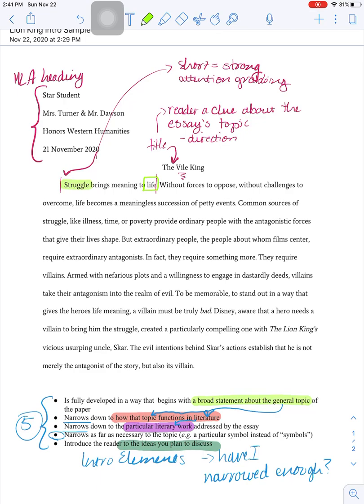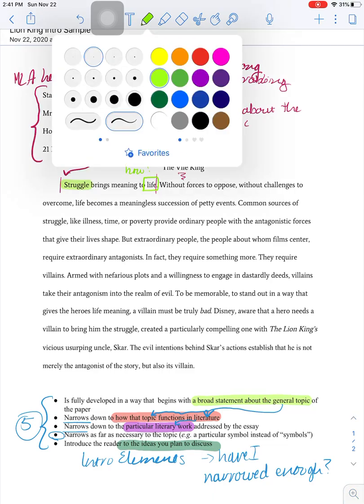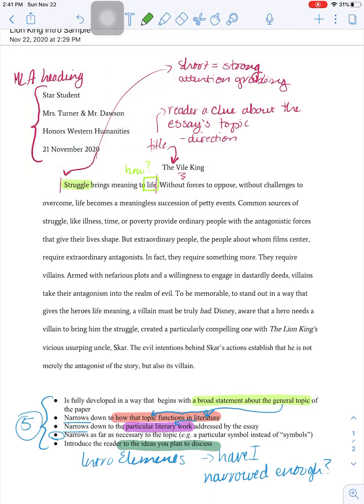So now, when I read this sentence, the unspoken question, when I as a reader see struggle brings meaning to life, my unspoken question is, how? So I'm going to have to get a little bit more narrow. And in that next sentence, that is exactly what happens. Without forces to oppose, without challenges to overcome, life becomes a meaningless succession of petty events.